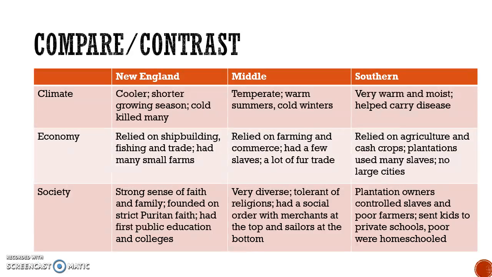And then the southern colonies, again, plantation owners controlled their own plantations, their slaves, their workers. The wealthy were able to send their kids to private schools, but the more poor farmers' children were homeschooled. So that is a general overview of each region of the colonies.